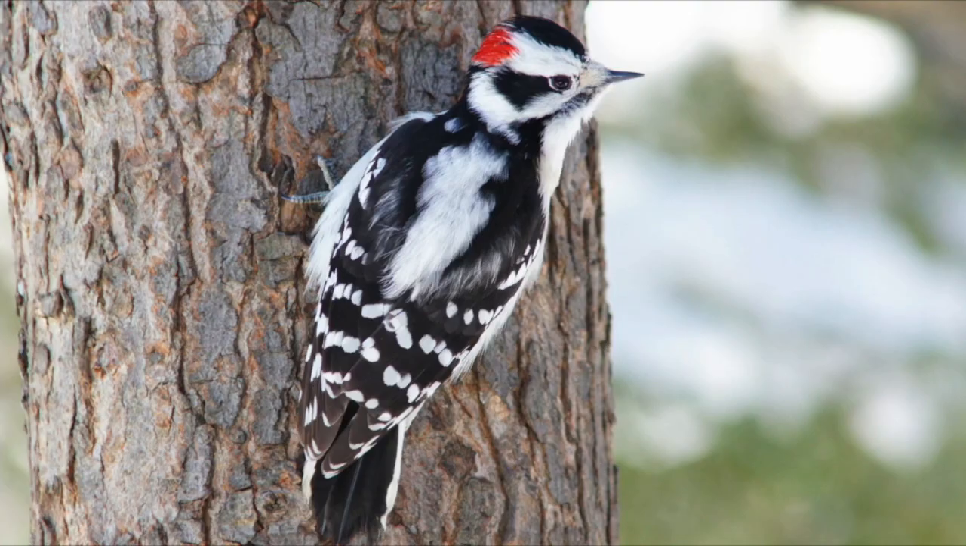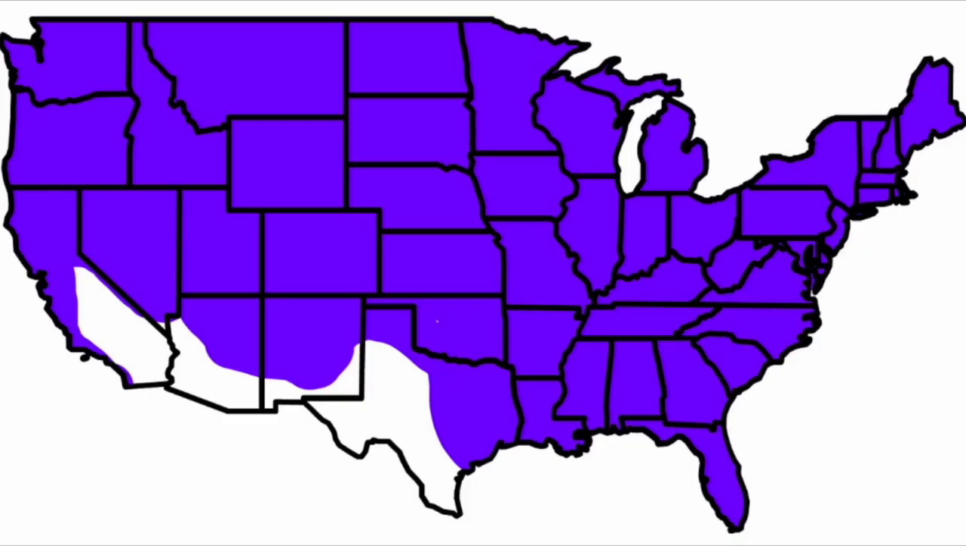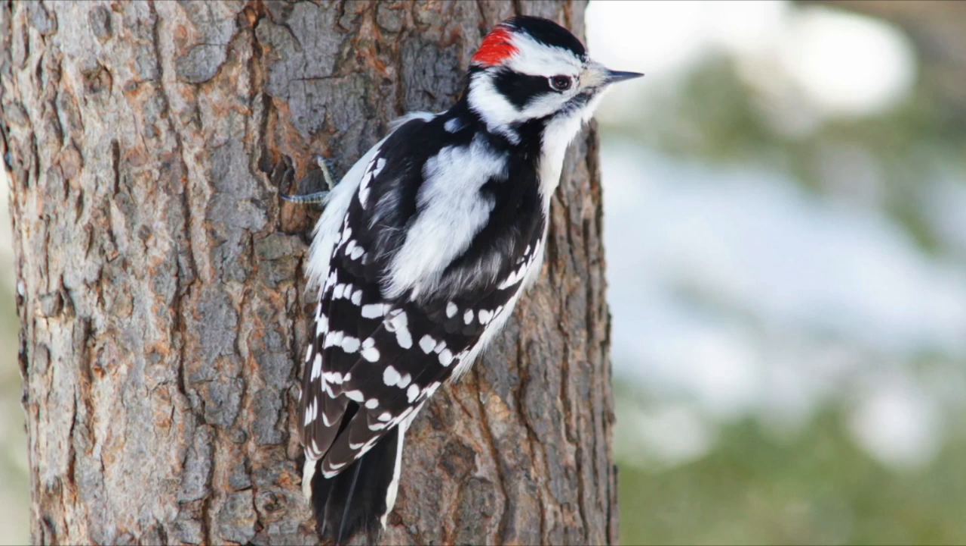Next, we've got the downy woodpecker. Pretty common backyard woodpecker, probably the most common, found throughout most of the country. They'll come to suet feeders quite often and will occasionally eat sunflower seeds from your feeder. You can look for them on tree branches.